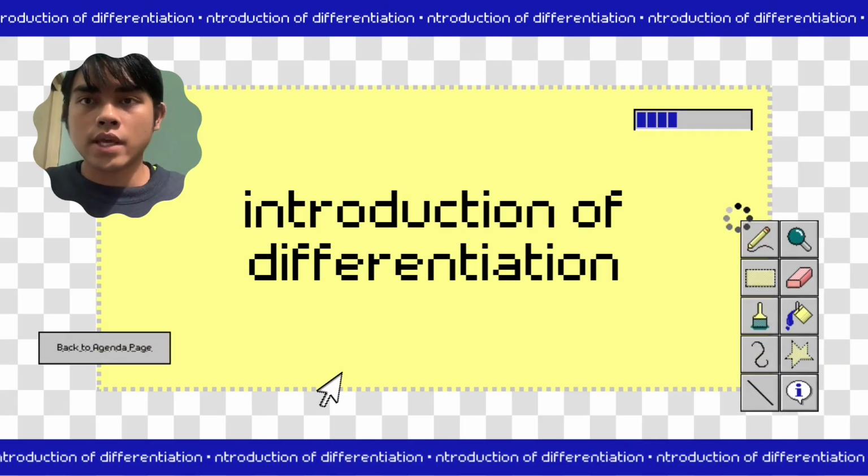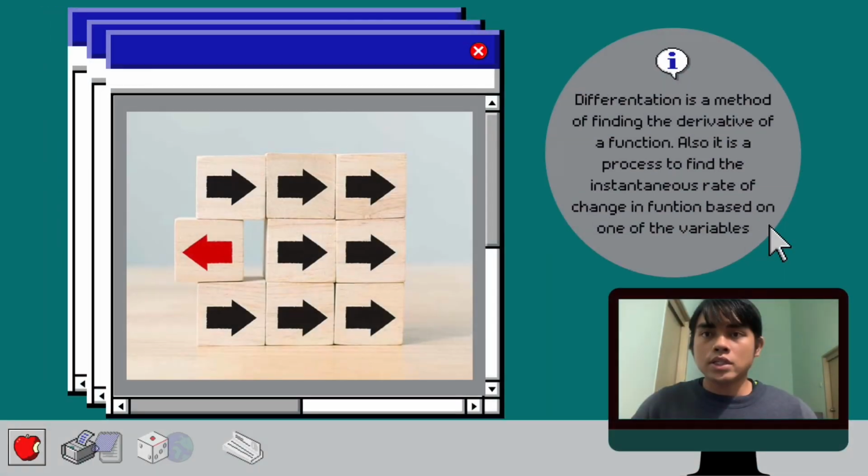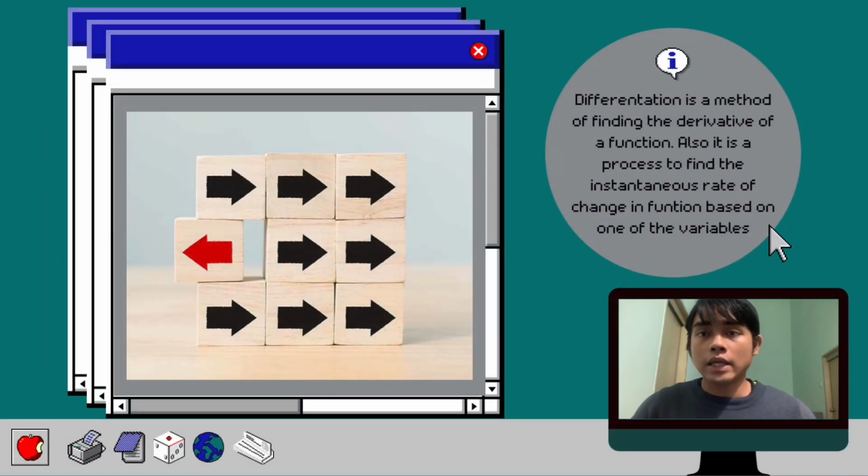Introduction of differentiation. So what is differentiation? Differentiation is a method of finding the derivative of a function. It is a process to find the instantaneous rate of change in a function based on one of the variables.